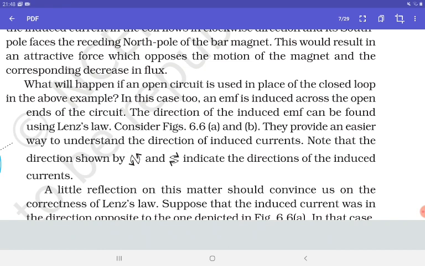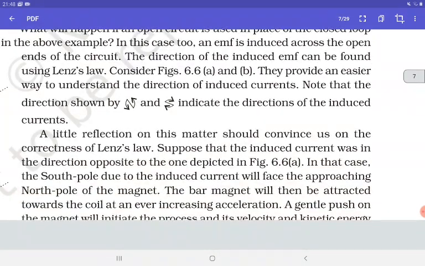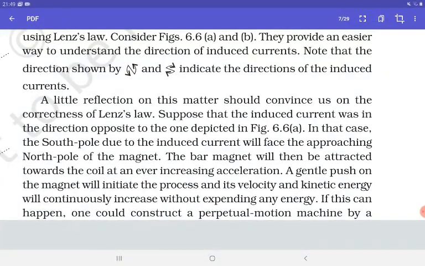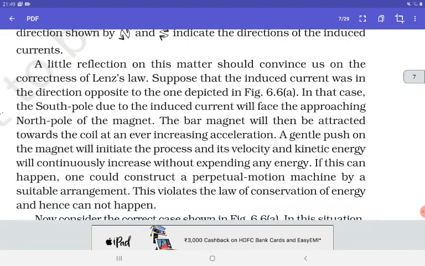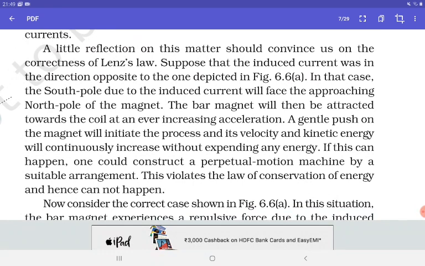The direction of the induced EMF can be found by Lenz's law. Consider figure 6.6a and b. They provide an easier way to understand the direction of induced currents. Note that the direction shown by N and S indicate the direction of the induced currents. A little reflection on this matter should convince us of the correctness of Lenz's law. Suppose that the induced current was in the direction opposite to the one shown in figure 6.6a. In that case, the south pole due to the induced current will face the approaching north pole of the magnet.